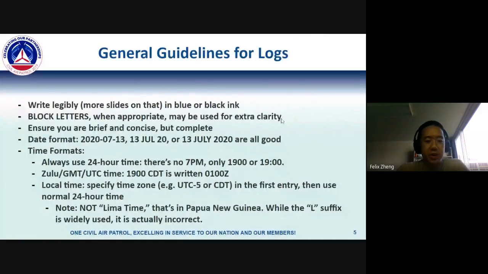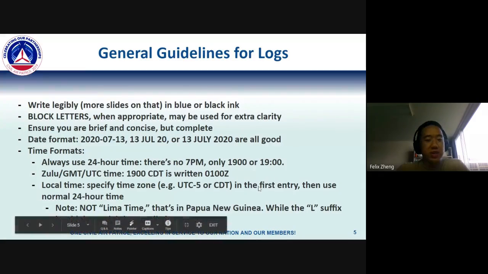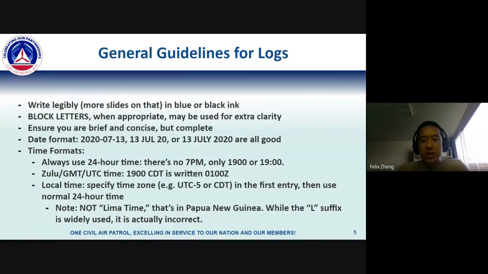When writing dates, you want to use commonly understood date formats. So 2020-07-13, that's 2020 July 13th, or 13 July 20, or 13 July 2020. They are all good formats. When people start writing logs as 7/13/20, then there may be confusion because different people write dates different ways. But if you write the dates in these 3 formats, there will be no confusion as to what date you're trying to specify. For the time format, always use 24-hour time or military time, as some people may call it.